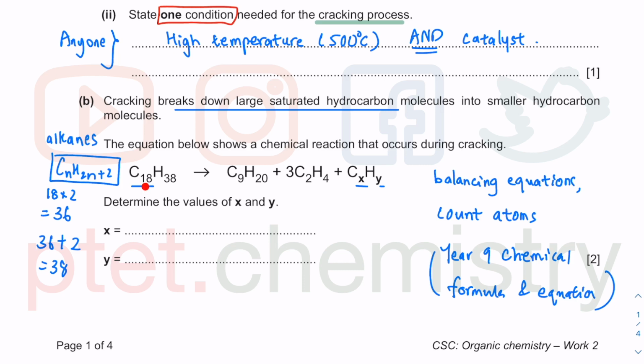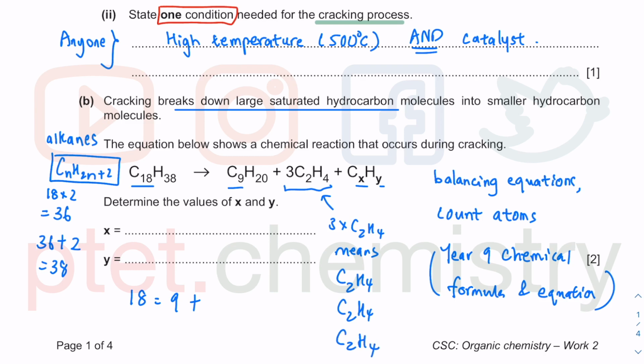So we have 18 carbon on the left, 18 equals 9 plus, there are 3 molecules of C2H4. What does it mean? It means that you have C2H4, C2H4, C2H4. So you have 6 carbon altogether, 2, 4, 6. And we have x times 1, so that is x. So what is x then? X is 18 minus 9 minus 6. Press your calculator, you get x equal to 3 there.